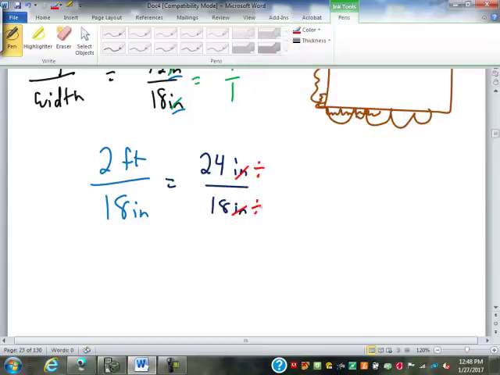Both 24 and 18 can be reduced by 2, but we can also do 6. So that's 4 to 3. Now again, if that were a fraction, I would reduce that to 1 1/3. But it's a ratio, so I'm going to leave it as 4 to 3.